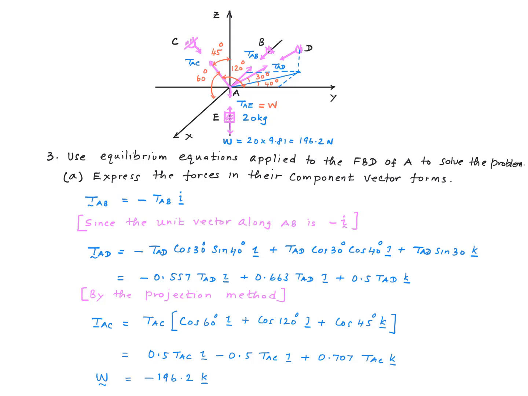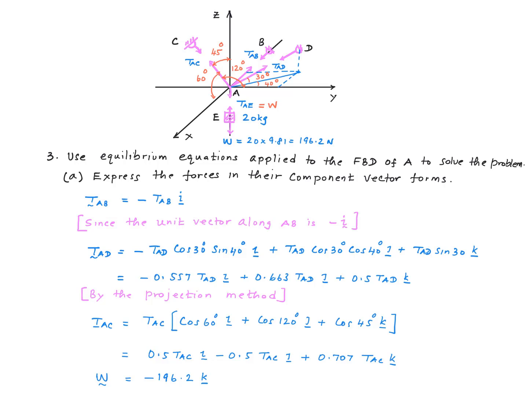So let's do this one at a time. Let's take TAB first. We know that the line of action of TAB coincides with the x-axis, but in the opposite direction. We know the unit vector along the x-axis is little i, and therefore in the opposite direction it will be minus i, right? And therefore vector TAB would be simply minus TAB, the magnitude of TAB, multiplied by the unit vector little i. The line AD, however, is a truly three-dimensional line.